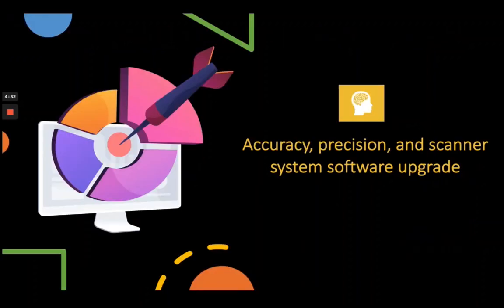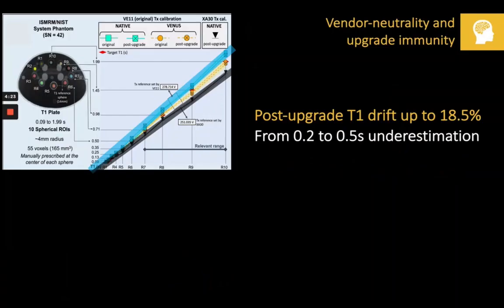I will show the results of T1 measurements in a quantitative system phantom, as we know it did not change before and after the upgrade. But after the upgrade, we observed a T1 underestimation between 0.2 to 0.5 seconds, corresponding to an 18.5% drift in our measurements. And this applied to both vendor native and vendor neutral workflows.